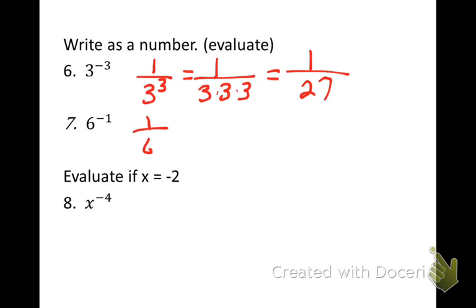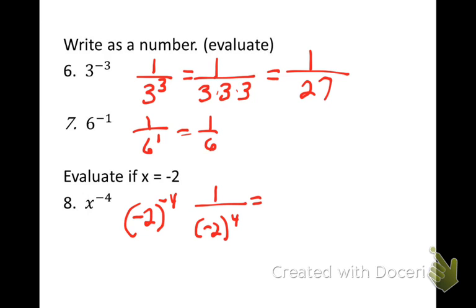This would be 1 over 6 to the first, which is just 1/6. Here we're going to evaluate, so we're going to put a negative 2 in for x, and then we're going to put negative 4. So it's going to be 1 over negative 2 to the fourth. Now what does negative 2 to the fourth mean? It means negative 2 times negative 2 times negative 2 times negative 2.